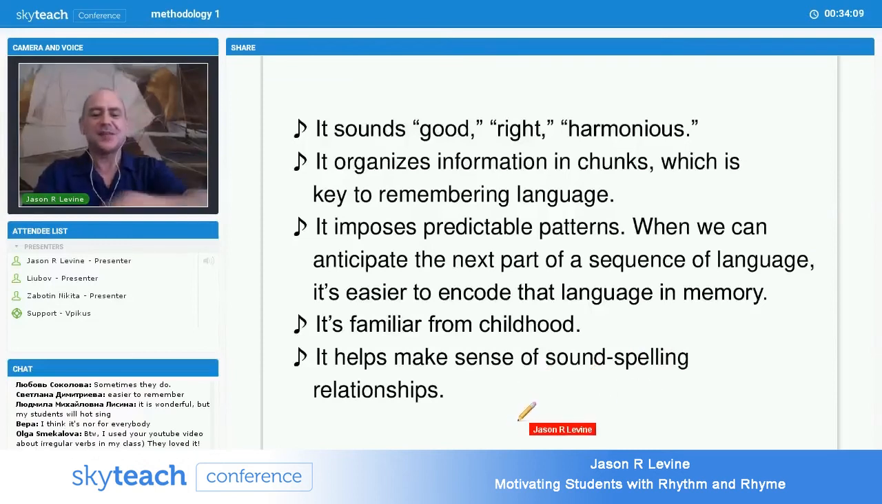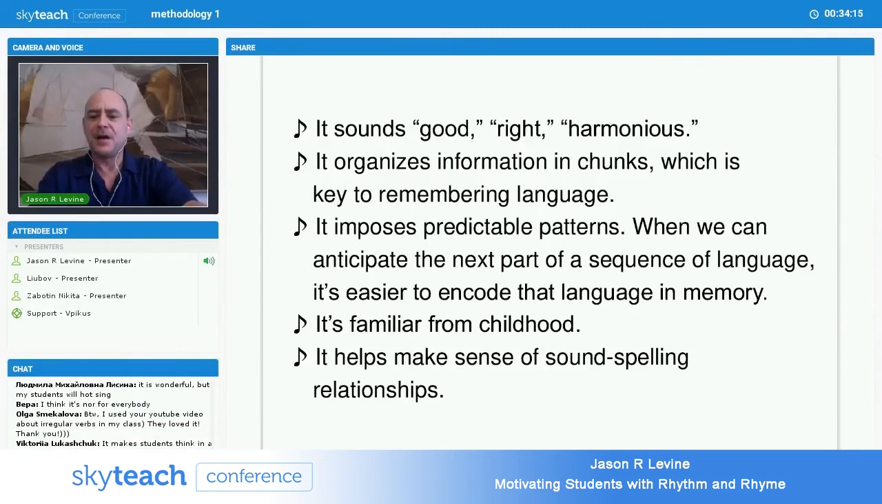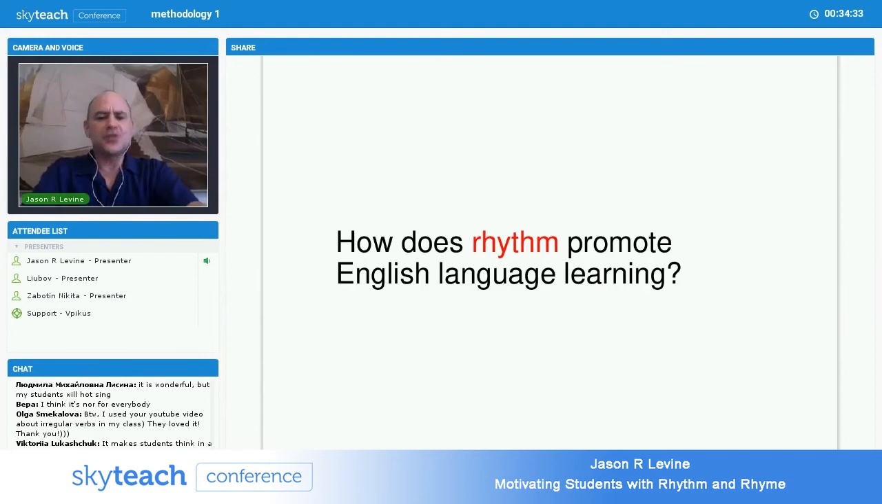This last one, sound spelling relationships. I have a whole workshop on this, which we don't have time to talk about today. But as you know, English is crazy in this area. And when you're reading lyrics of songs and you're listening to the song at the same time, you can really improve your sound and spelling, your pronunciation and your spelling, rather. How does rhythm promote English language learning?